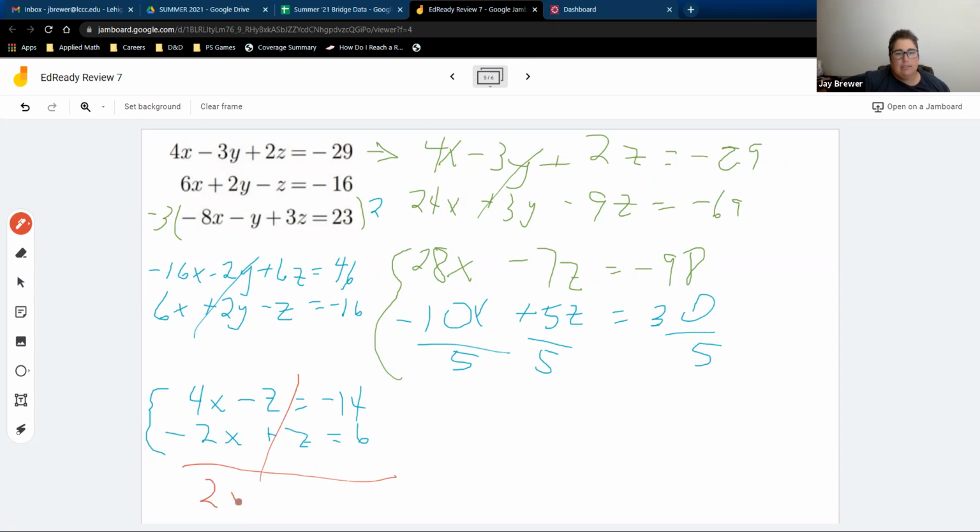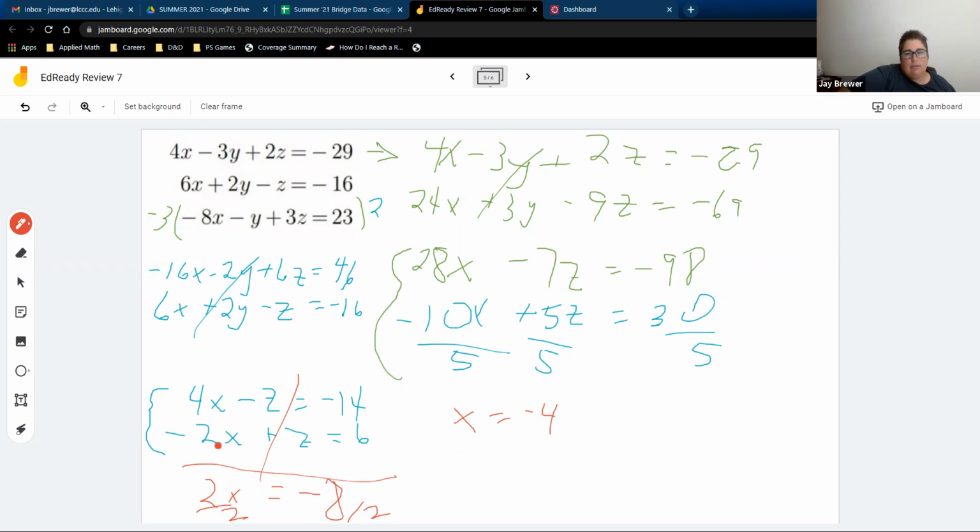You get 2x equals negative 8. Divide both sides by 2. So we get x equals negative 4. Sorry, I dropped the negative on my paper. I wanted to make sure I write it down. So x equals negative 4.